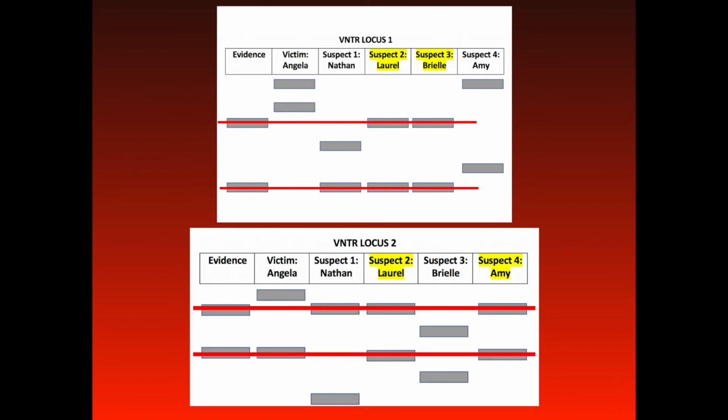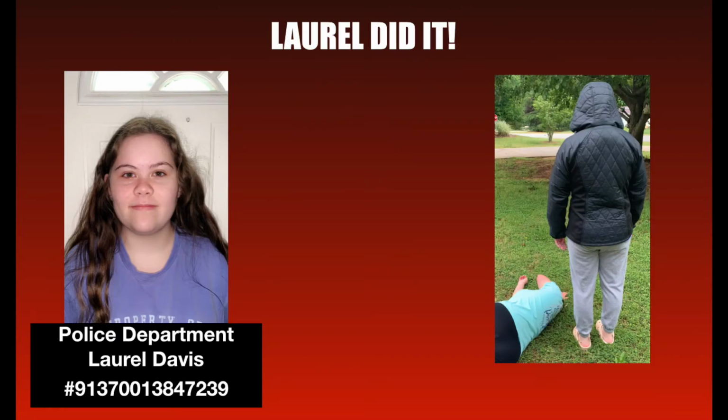Here we have both loci side by side and can easily see that Laurel matches perfectly for both, and therefore is the attacker and murderer of Angela. The police were able to determine Laurel Davis was indeed the killer and arrested her. Her motive, you ask? Just some hormonal mood swings.